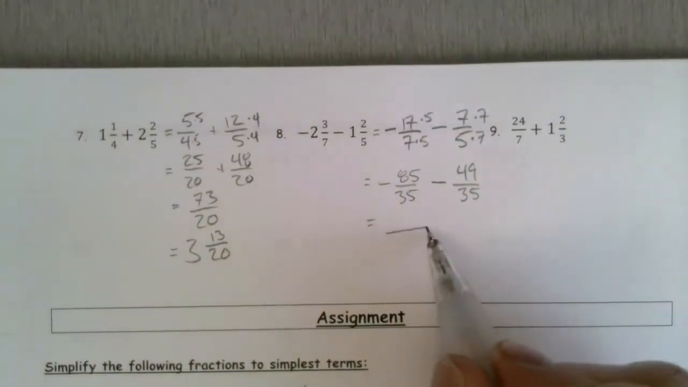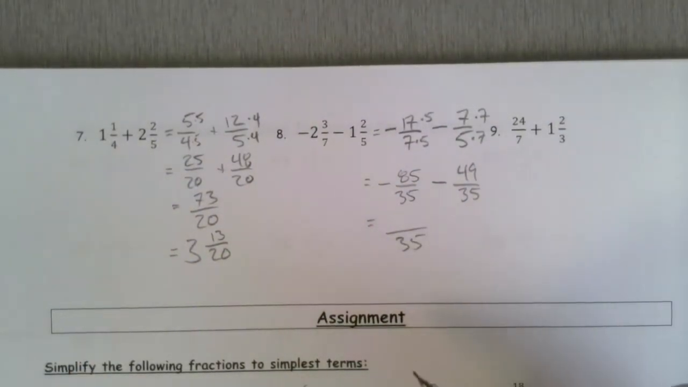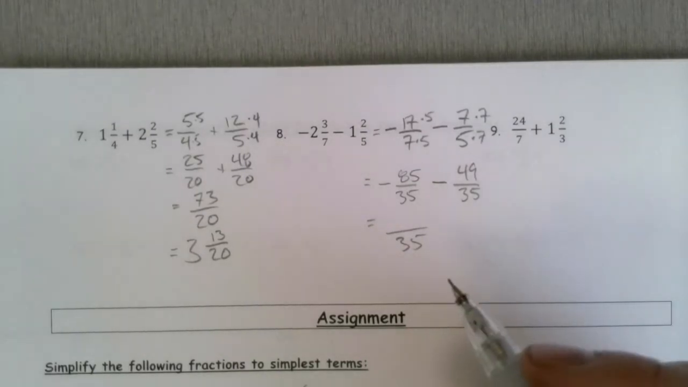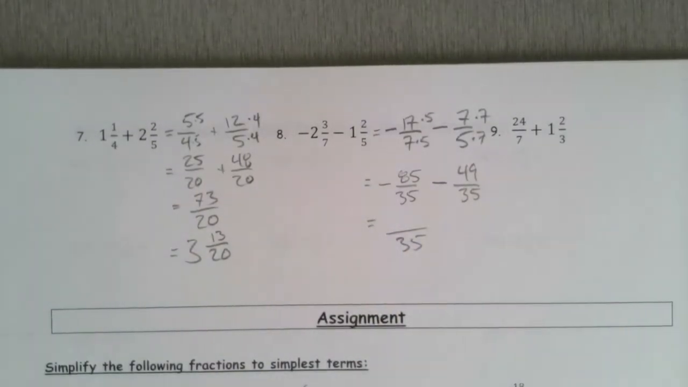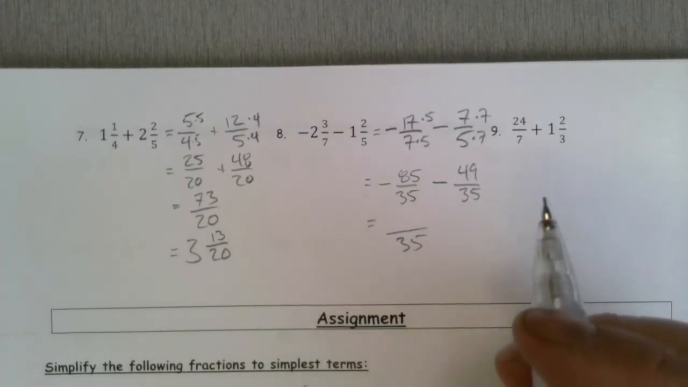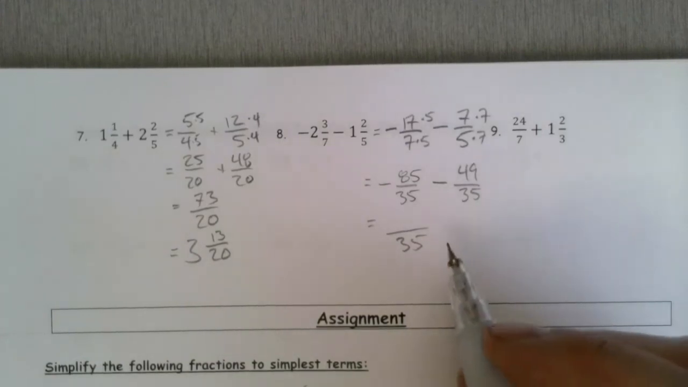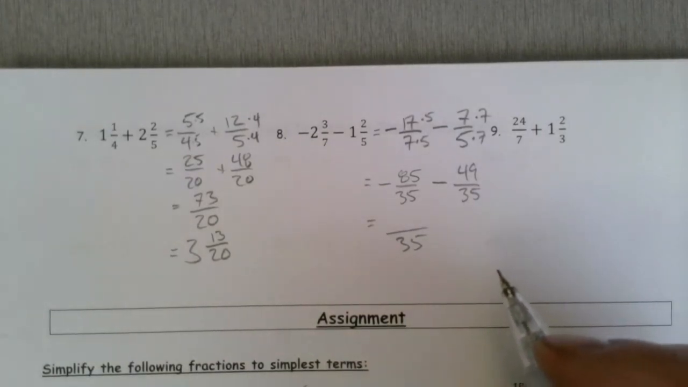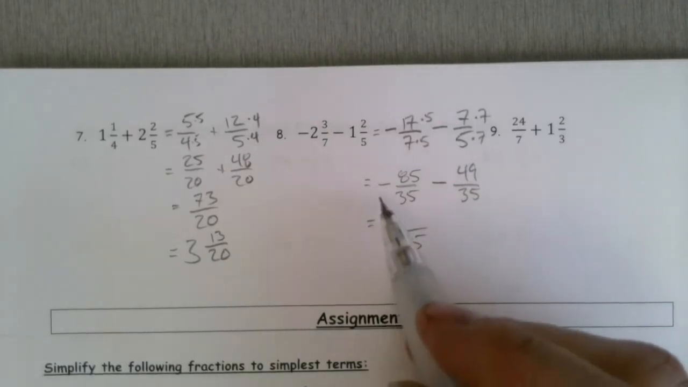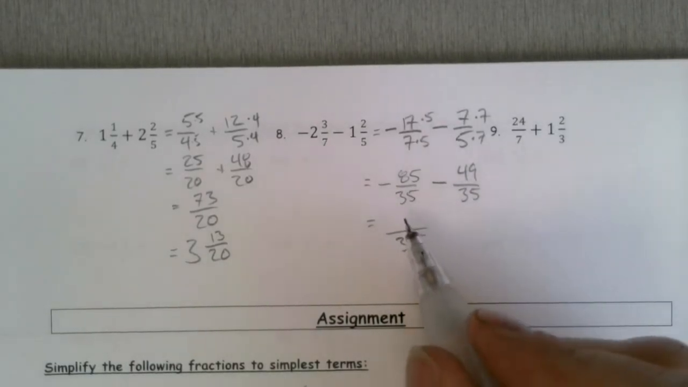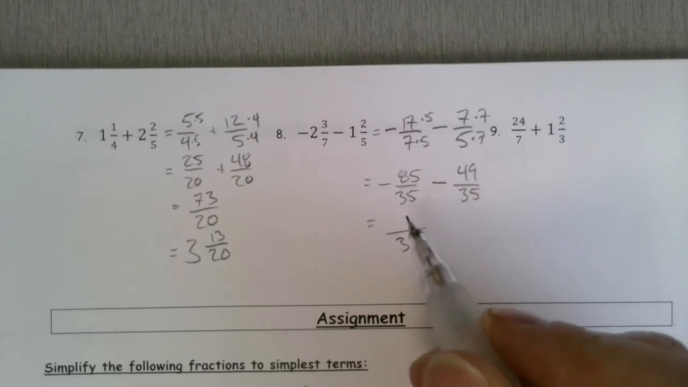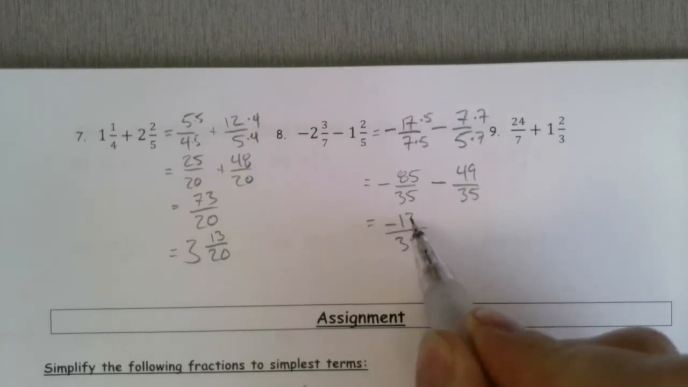Okay, well, I know my answer is going to be a 35th. However many 35ths. Well, how many 35ths is that? Well, what is negative 85 minus 49? Negative 85 minus 49. You got to make sure that you throw that negative in there. So what we're going to do here is we are going to get negative 134.